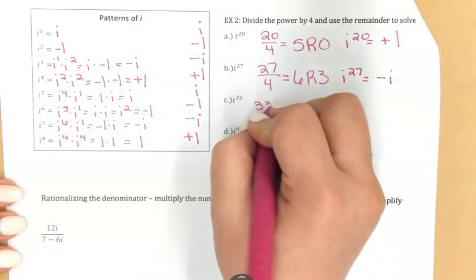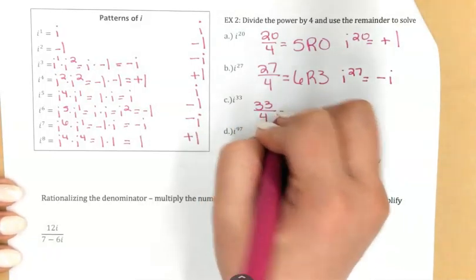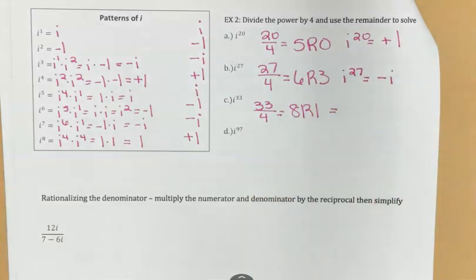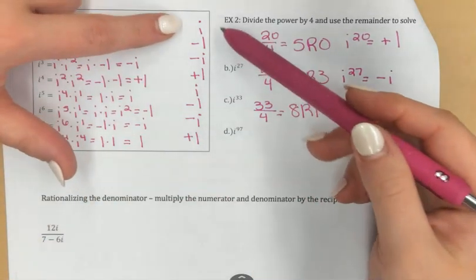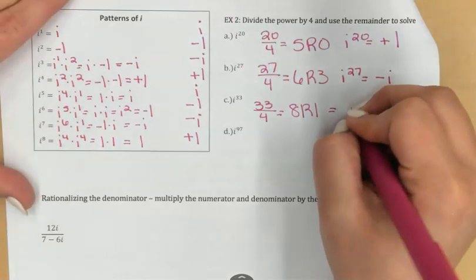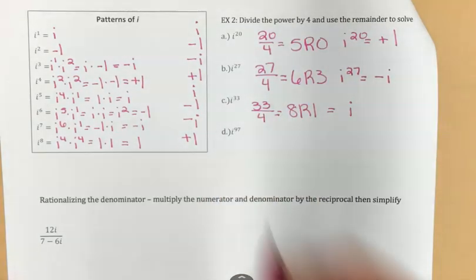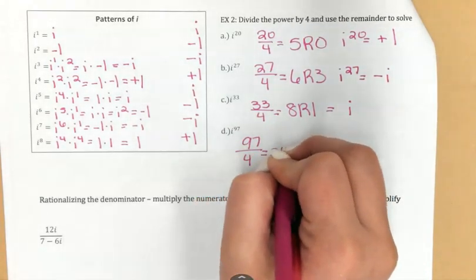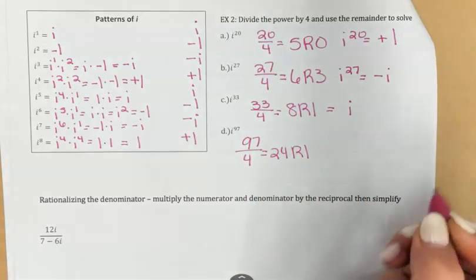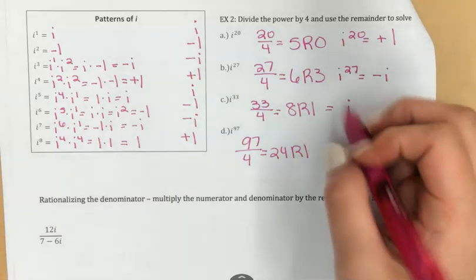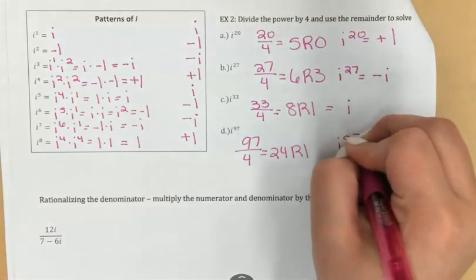i to the 33rd, if I divide 33 by 4, I get 8 remainder 1. So that means I go through the whole cycle 8 times and then end on the 1st stop. So i. And then if I had i to the 97, 97 divided by 4 is 24, remainder 1. So again, going through 24 times, ending on the 1st stop in my cycle, so i to the 97 is going to be i.